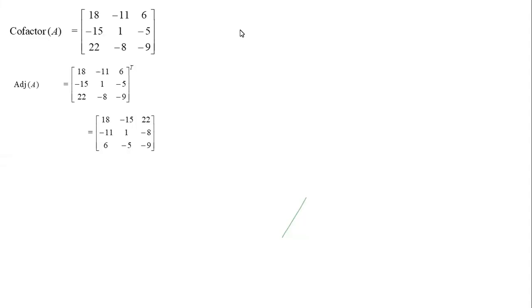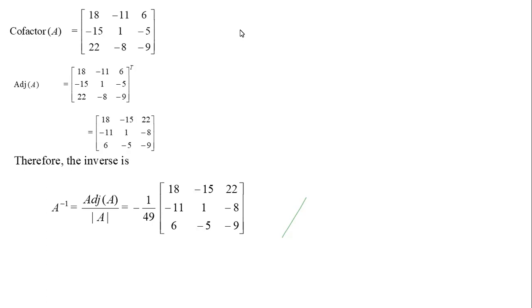Then I can easily get the inverse. And the inverse of the matrix is the adjoint over the determinant. Any question? No, sir. Any question so far? No, sir.